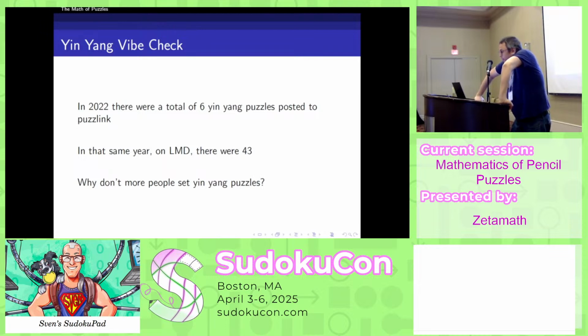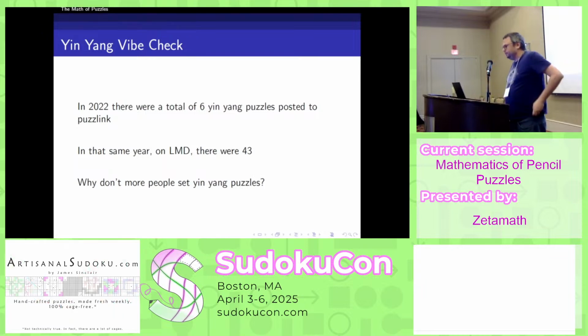Here I have put a slide which I've just called the vibe check on the yin-yang genre. So I went on Puzzlink, and Puzzlink went down for a bit, so I had to go back to 2022 before I had a whole year of data. If you're not familiar with Puzzlink, it collects lots and lots of pencil puzzles in lots and lots of genres. And if you ask Sudoku people to name pencil puzzle genres, I bet yin-yang would be very high on the list.